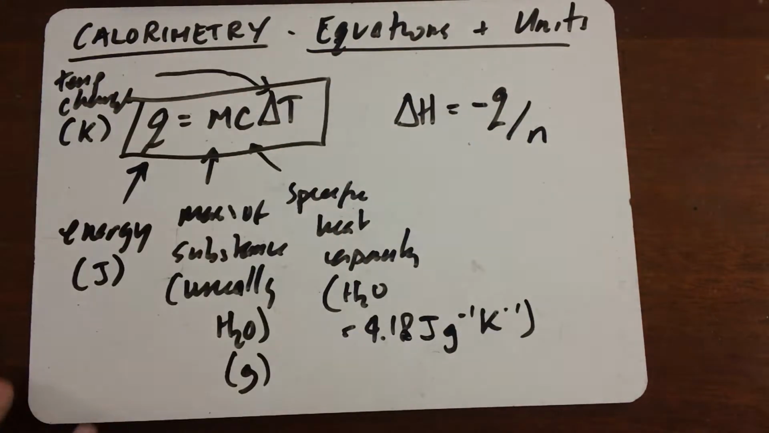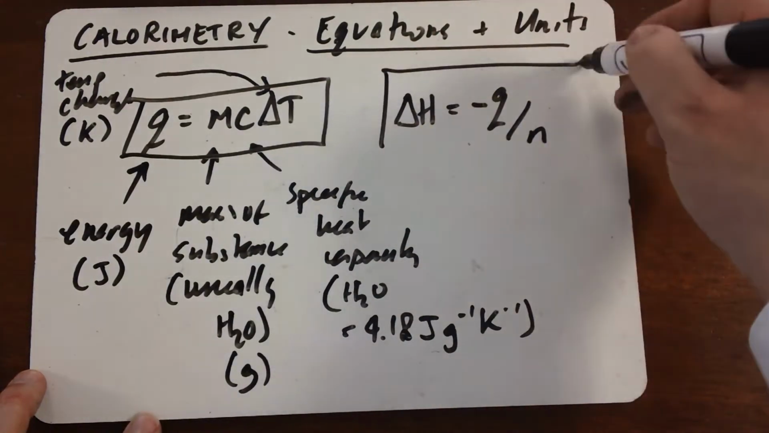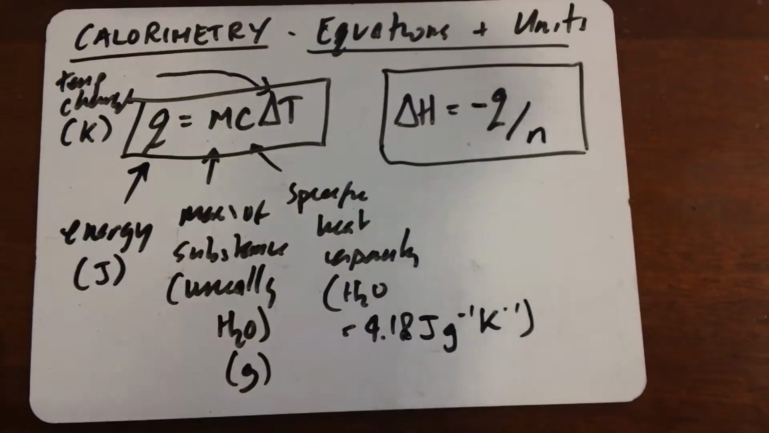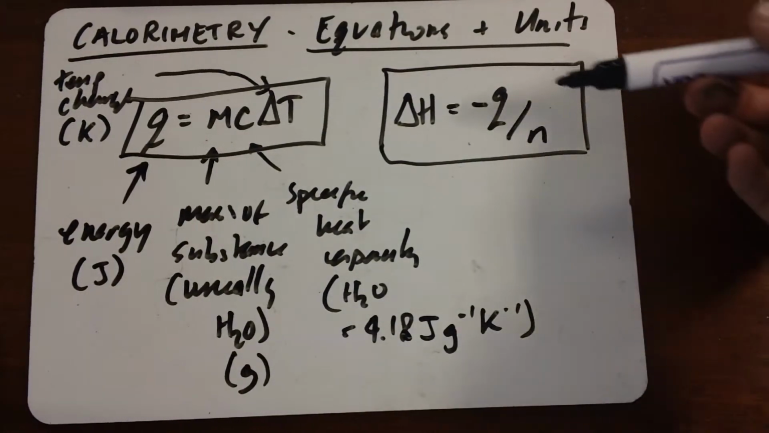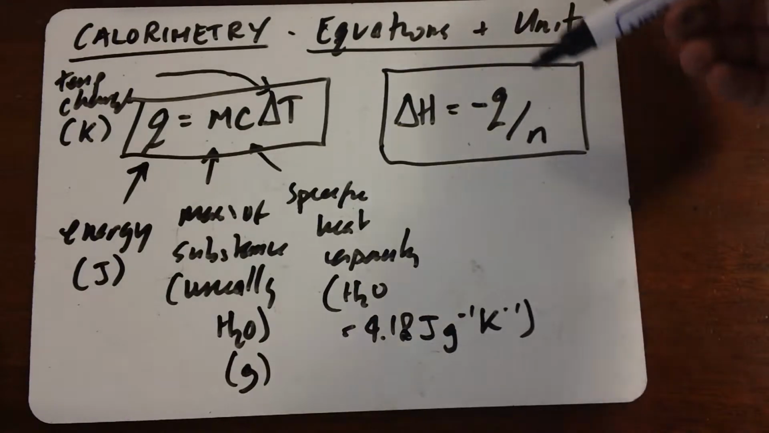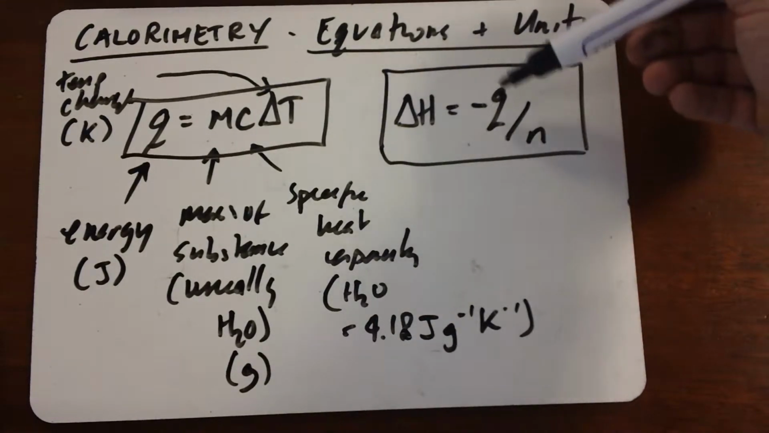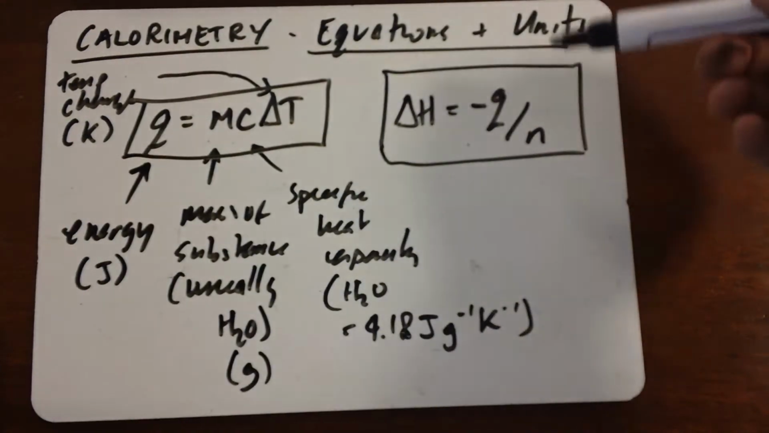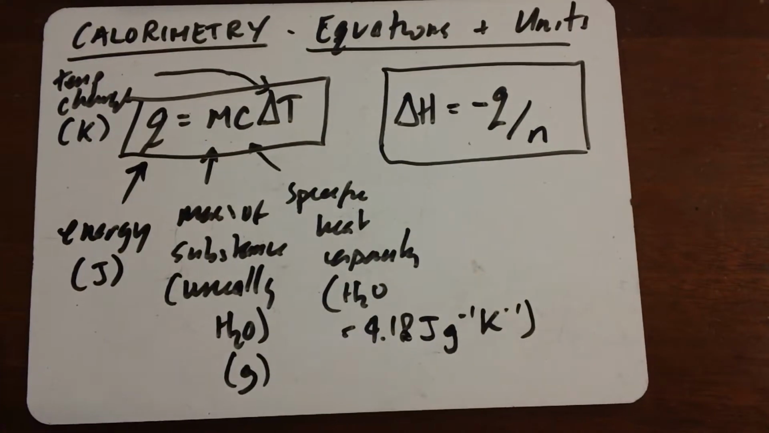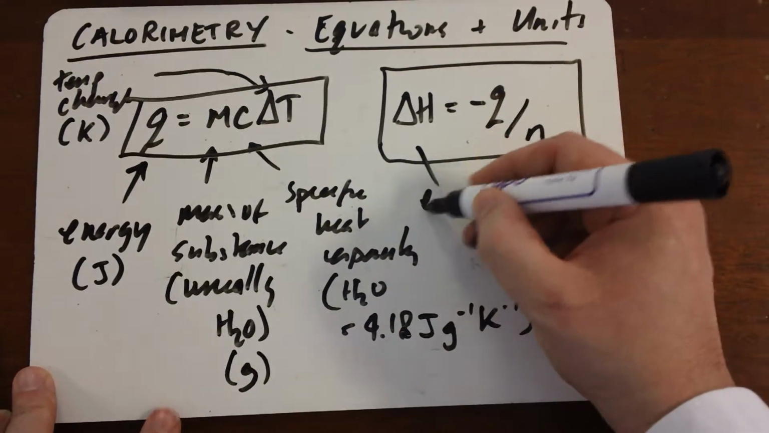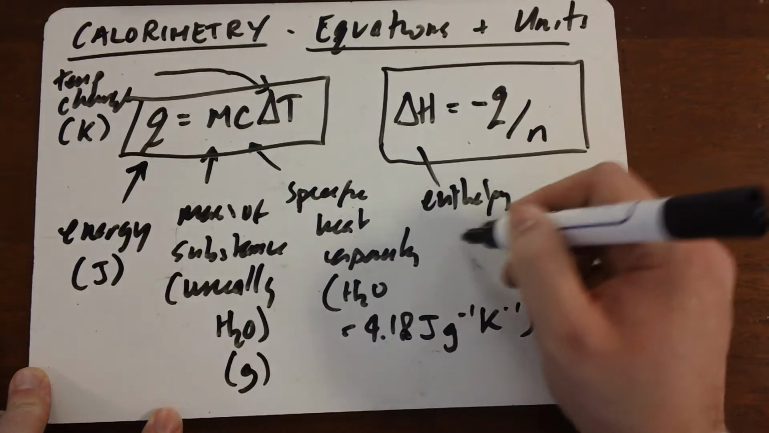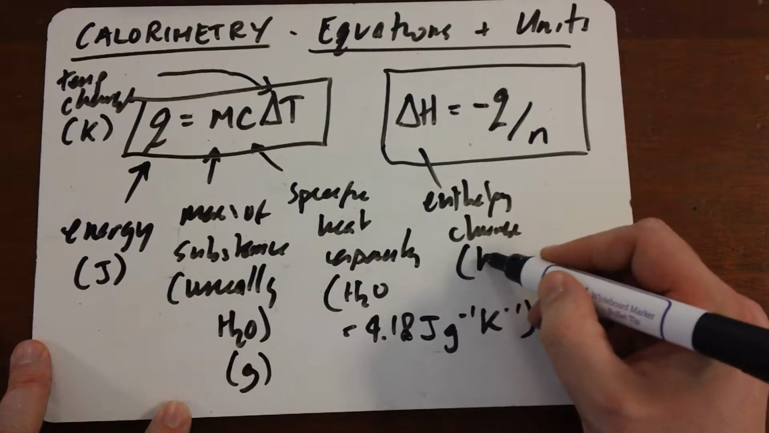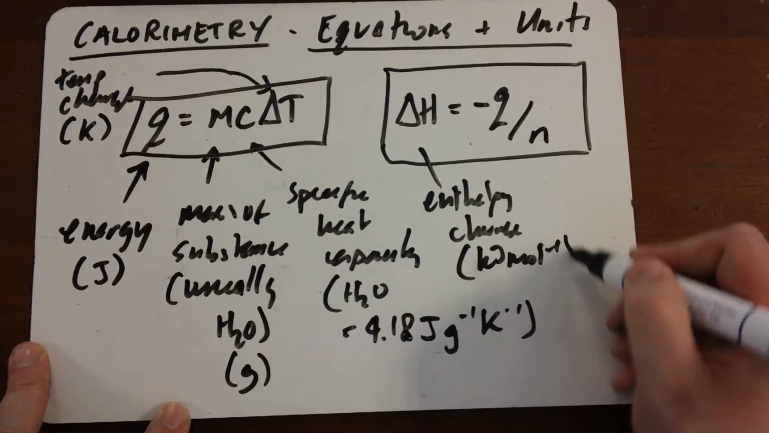Okay, so first equation. Second equation, to work out the delta H, what we do is we standardize the amount of substance used. So we standardize that by using a mole. So whatever value of energy was released or taken in during this calculation, we then divide it by how many moles was used. So this here is our enthalpy change. Now first thing to note is that this is in kilojoules per mole.